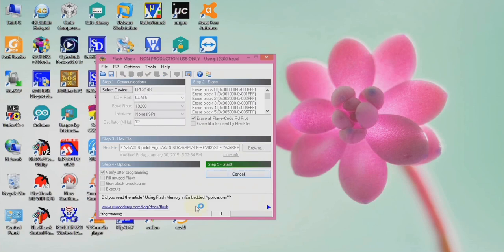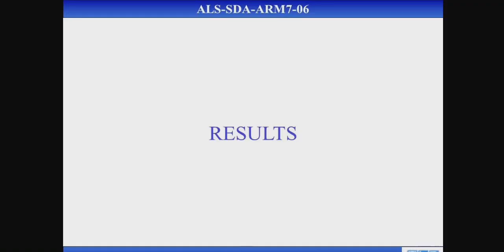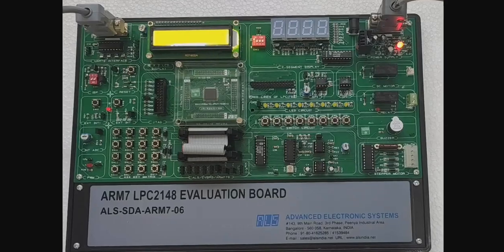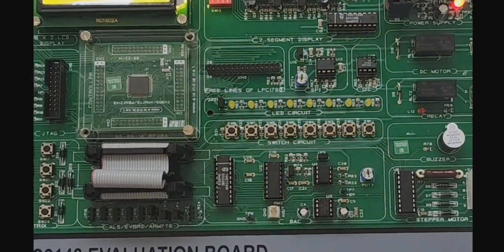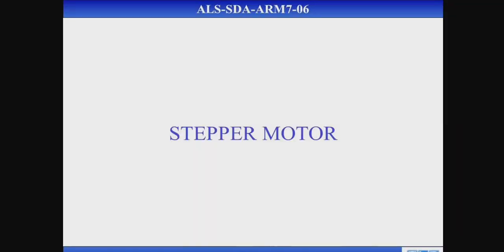Once you click on start, it starts verifying. After verifying, it shows that it is finished. Now we have to check the output, that is the results. So now finally we are going to check the results of the first program, that is LED blinking. Now in the switch circuit you can see the output, that is the LEDs are blinking. All the LEDs are blinking.